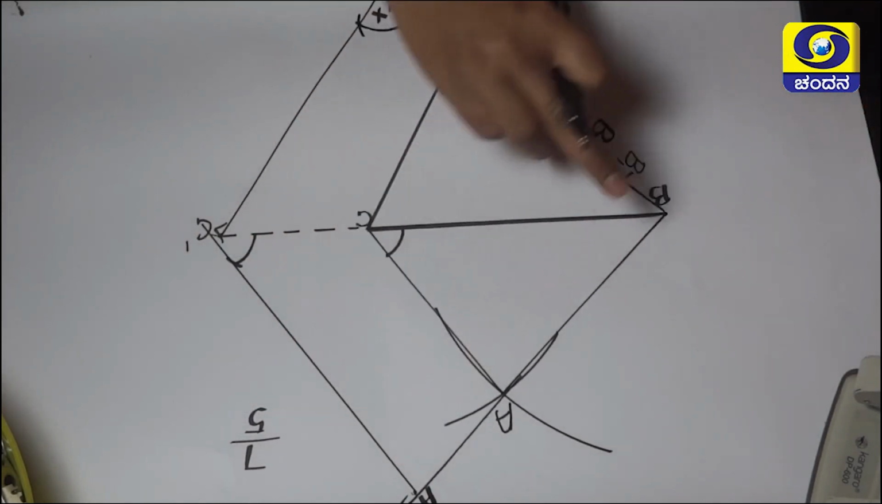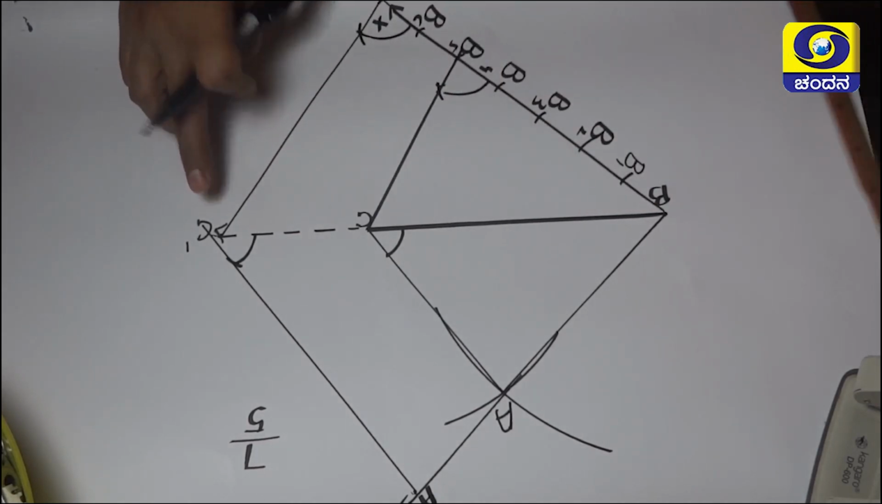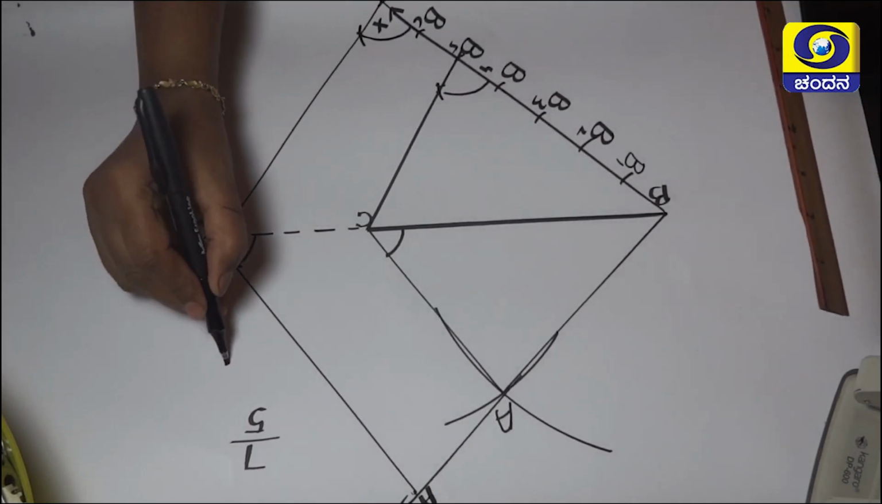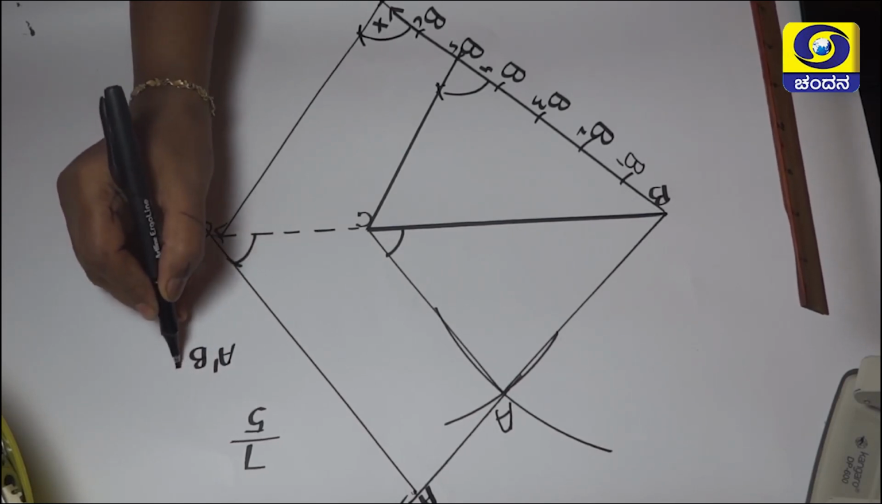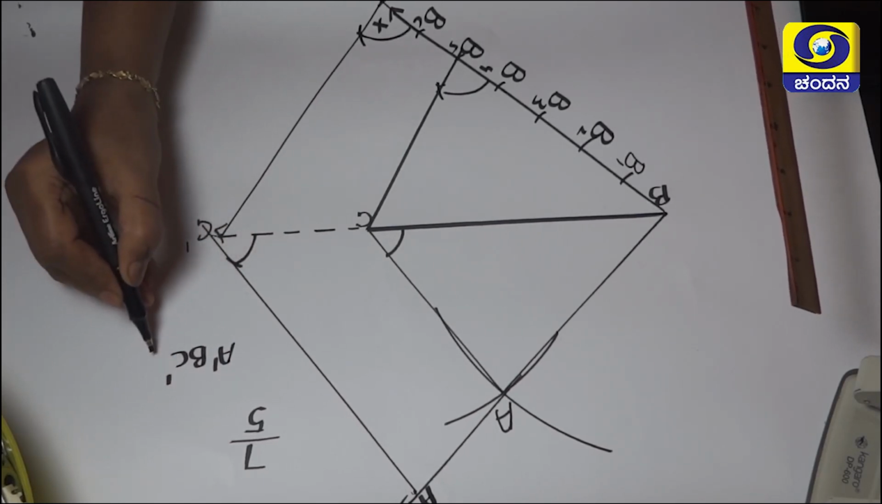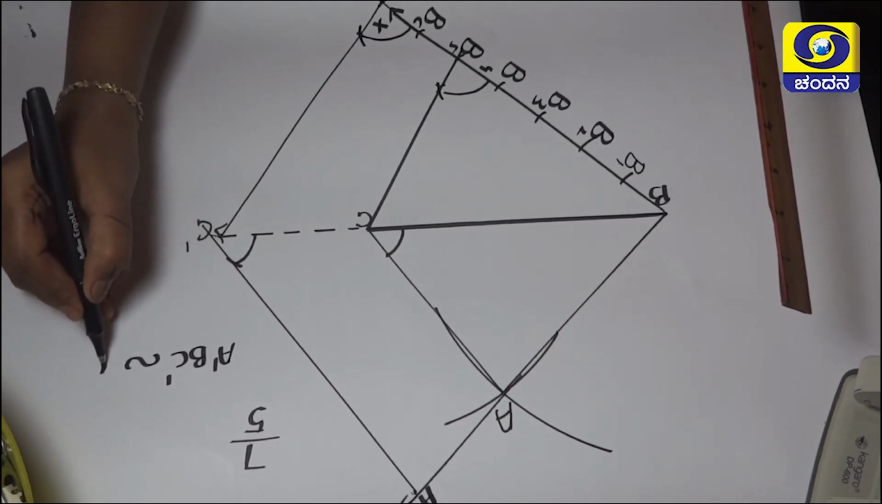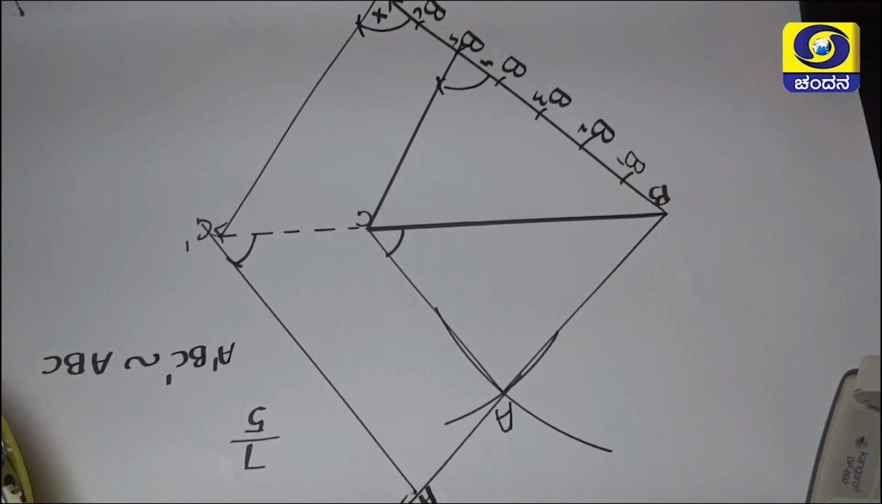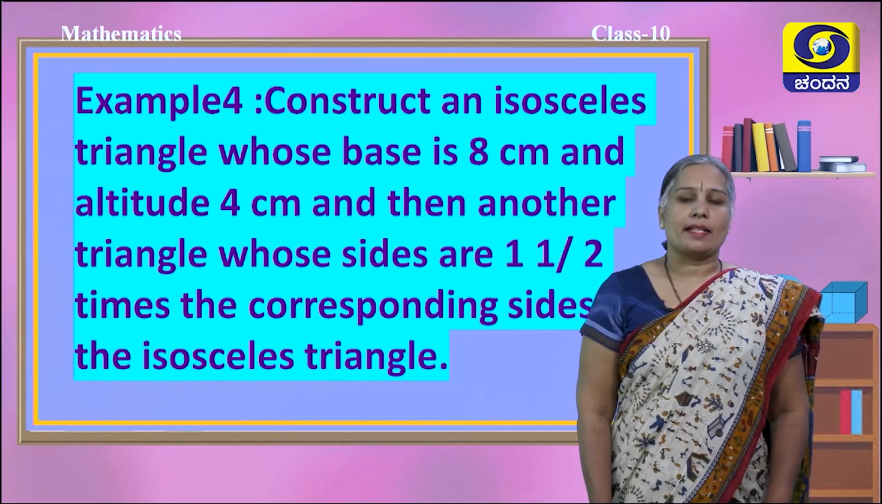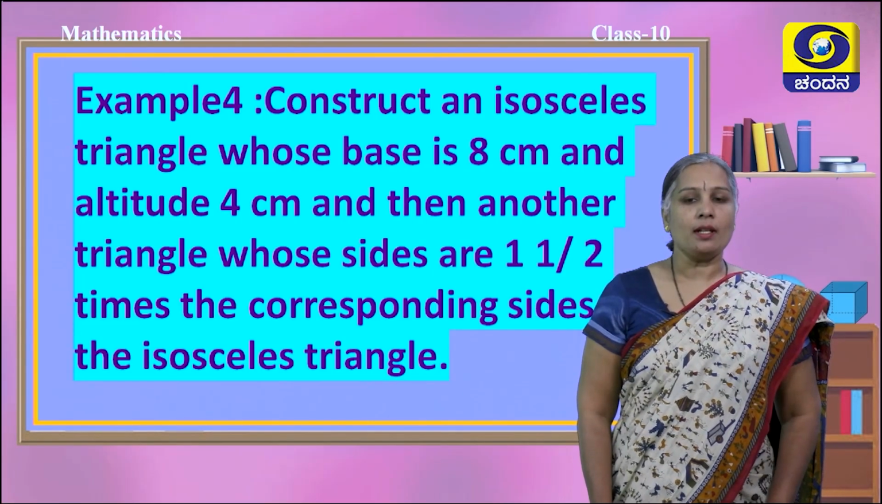Now A dash B C dash is the new triangle created, which is similar to original triangle ABC. Let us see one more example.